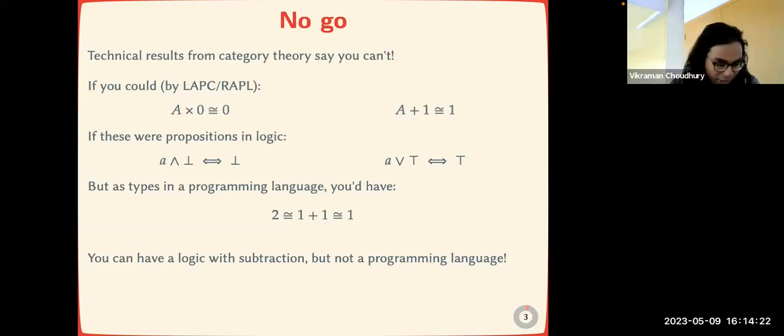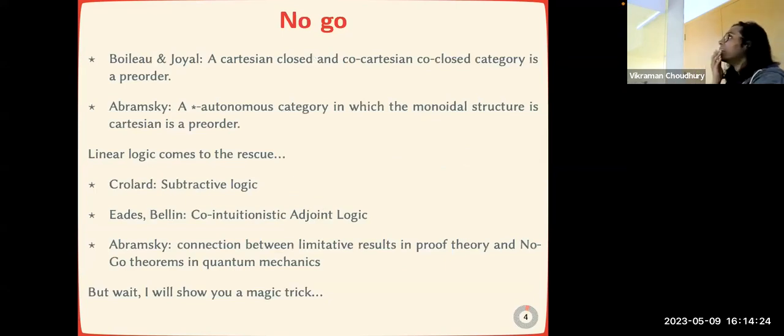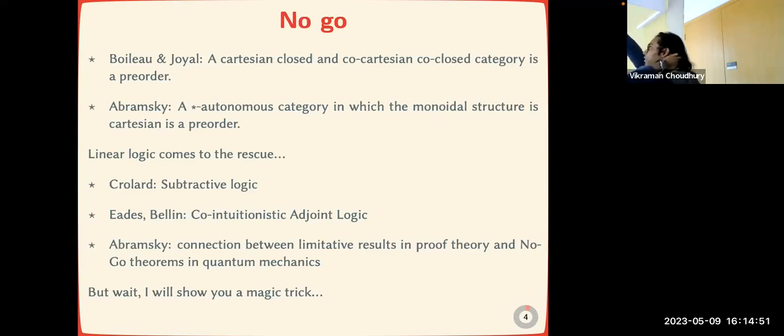People have been thinking about logics with subtraction for a long time, and there are these things called subtractive logics, co-intuitionistic logics, bi-intuitionistic logics, and there's a whole series of papers written about them, both in mathematical logic and philosophical logic. There are these no-go theorems in category theory, which I believe are due to Joel and his PhD student from the 1960s. They showed that if you have a Cartesian closed category and co-Cartesian co-closed in the same category, it collapses and becomes a preorder.